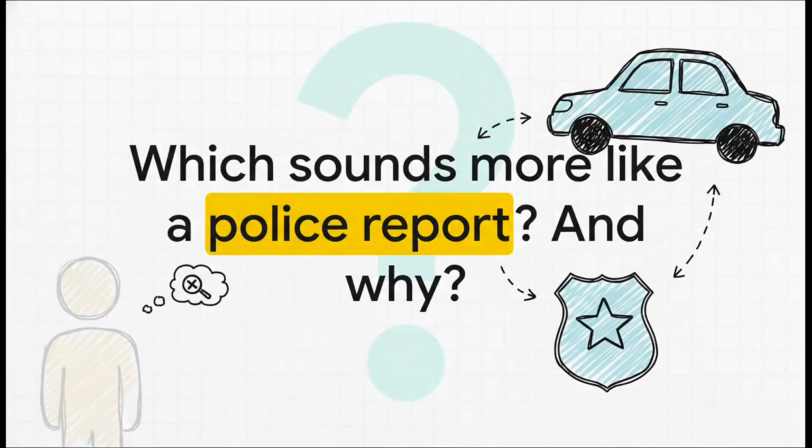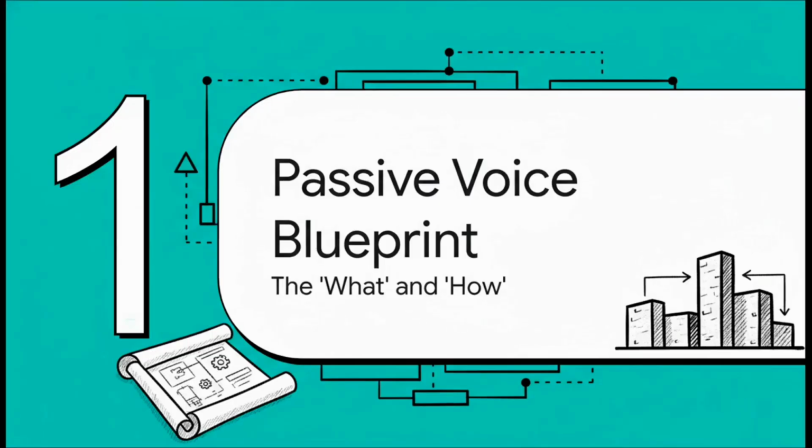So let me ask you, which one of these sounds more like something you'd read in a police report? I'm willing to bet you're pointing to the one on the right. My car was stolen. But why? Well, think about it. In that situation, the most important piece of information isn't the someone who did it, because we don't know who that is. The focus is 100% on the car and what happened to it. That little shift in focus? That's a deliberate communication choice. And that choice is all thanks to the passive voice.